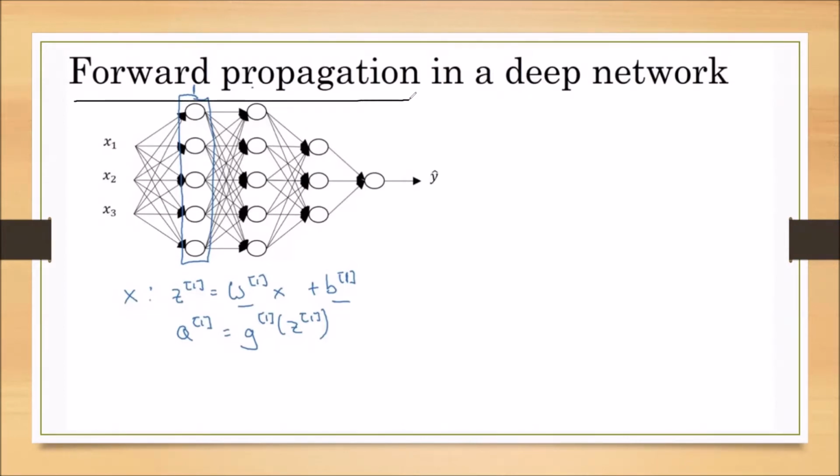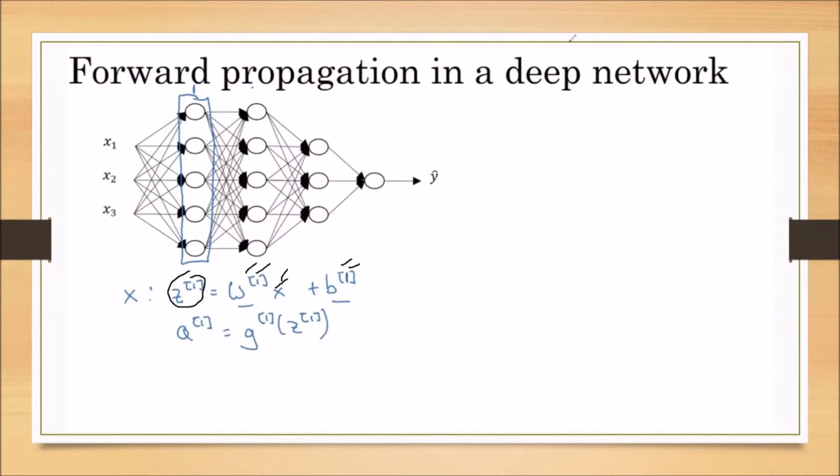Now we are seeing the forward propagation in the deep neural network. How do we apply this forward propagation? We apply it in a similar way as we applied for the smaller neural networks. First we start with Z. We have to calculate Z. For calculating Z, we depend on W, B and X.